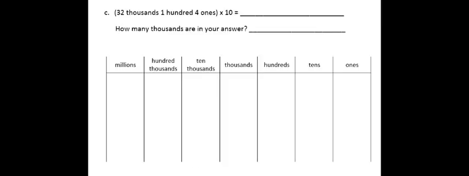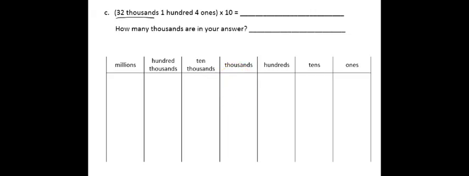Let's look at one more example. This time we're going to start with 32 thousands, 100, and 4 ones. We're going to multiply that by 10. I'll start by drawing my 32 thousands. So I'm in my thousands section and I need 32 of those.